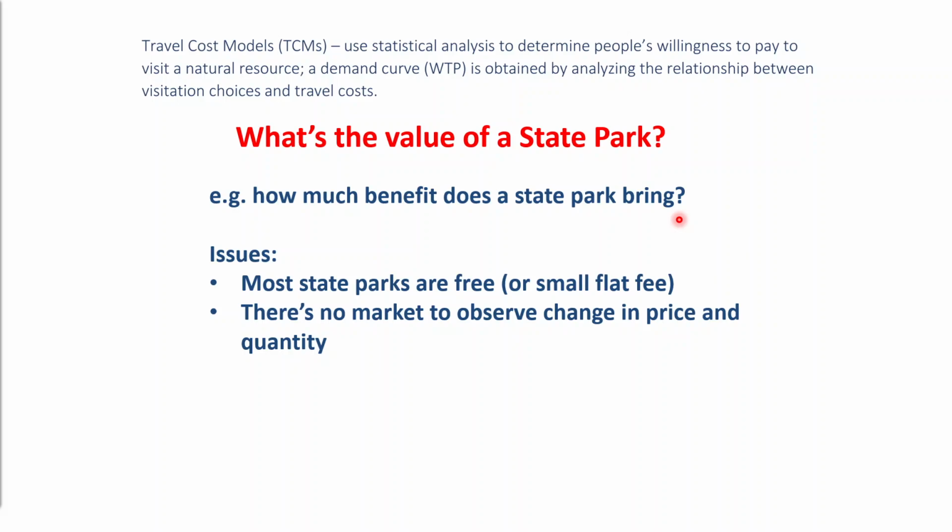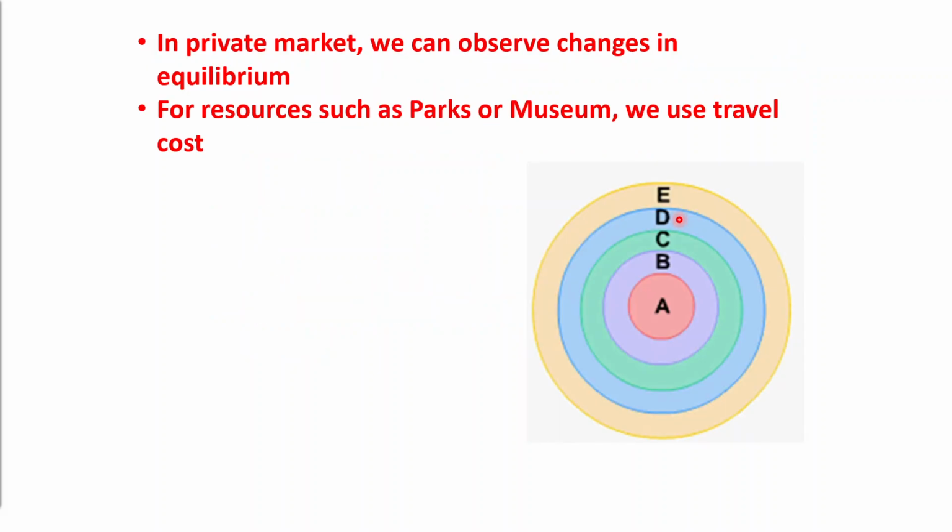However, the issue with state parks is that most state parks are free or there's a small flat fee. It is incredibly difficult to change the fees for a state park in order to see how much people value it, and see how the number of visitors changes. So there's no market to observe these changes, and we've got to find a different way. The travel cost model uses the difference in travel costs as a proxy for prices.